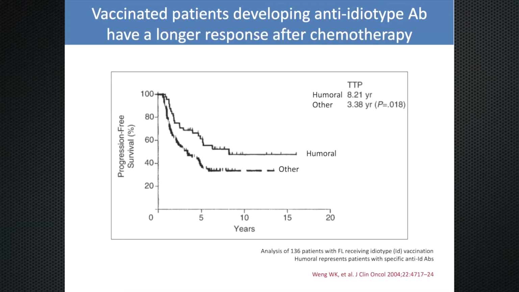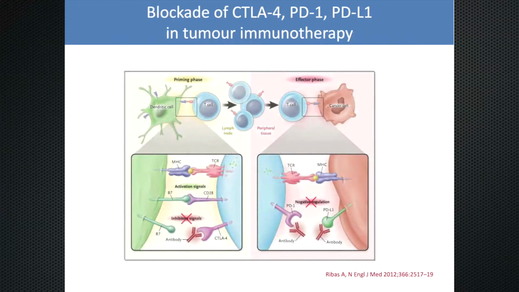This is one study in which vaccinated patients developing anti-idiotype antibodies have a longer response after chemotherapy than the others who do not develop the same level of anti-idiotype antibody, but other studies proved the vaccine to be useless, so there has never been a consistent pattern of results. Again, a rather complicated technology, which in the meantime has been more or less abandoned.